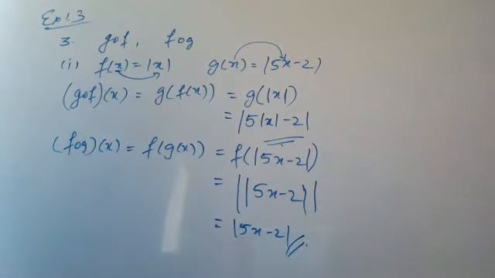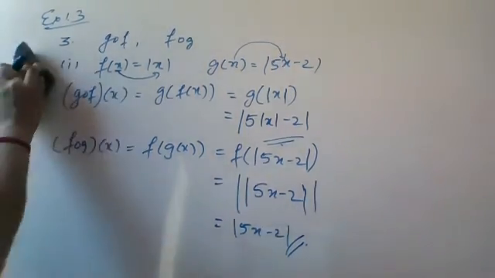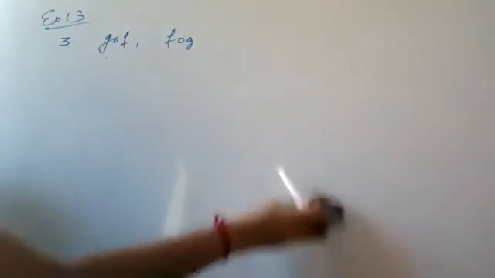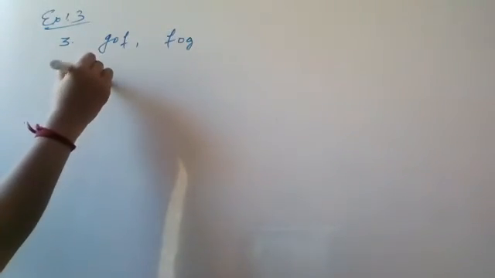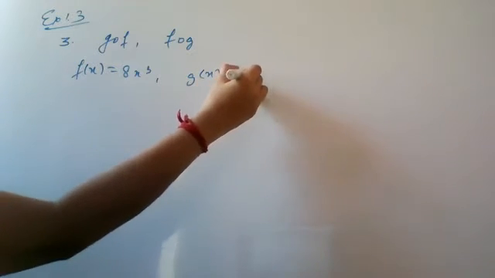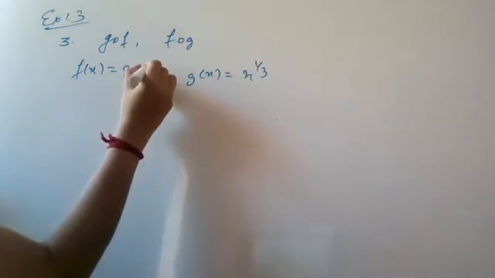The second part is F of X is equal to 8X cube and G of X is X raised to 1 by 3. So here you have F of X as 8X cube and G of X as X raised to 1 by 3.